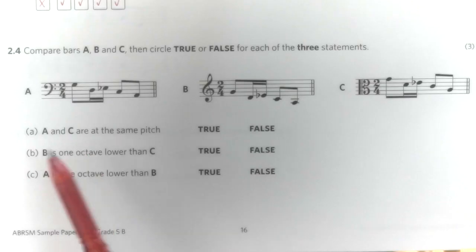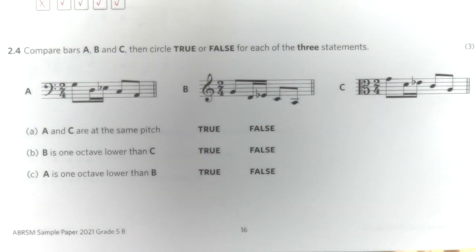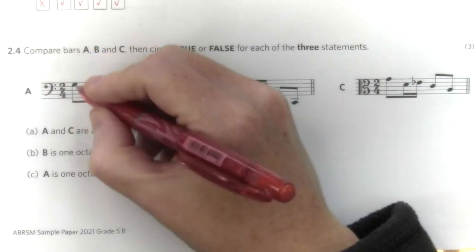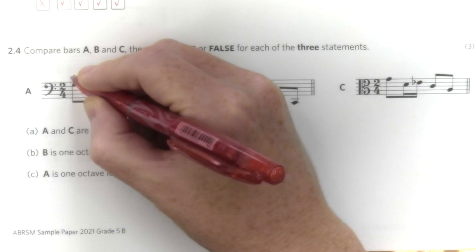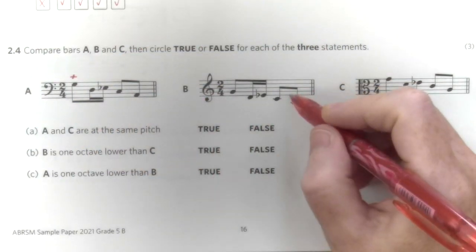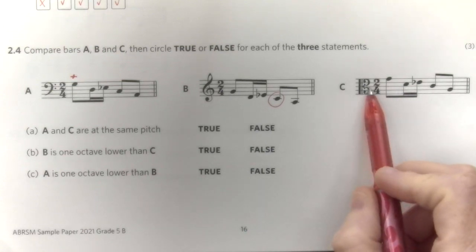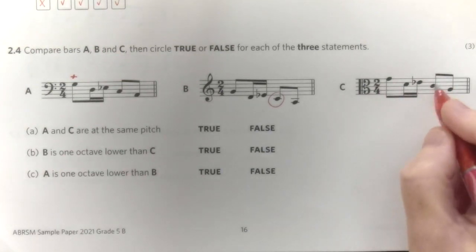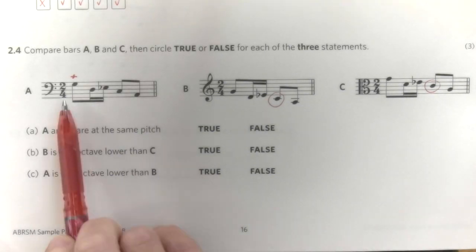Okay, question 4. We need to compare the 3 bars and circle true or false. To answer this question, my recommendation is to identify where middle C is, and whether the pitch you want to know is above or below. In bass clef, middle C is here. In treble clef, middle C is here. And in the alto clef, this is middle C.